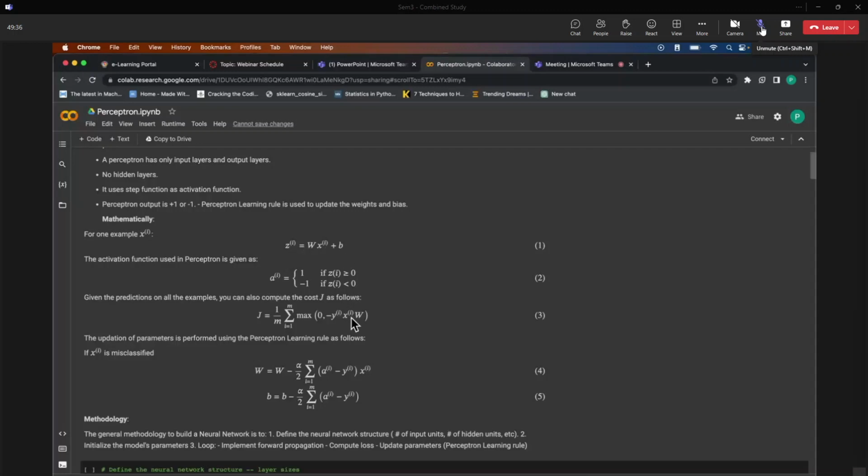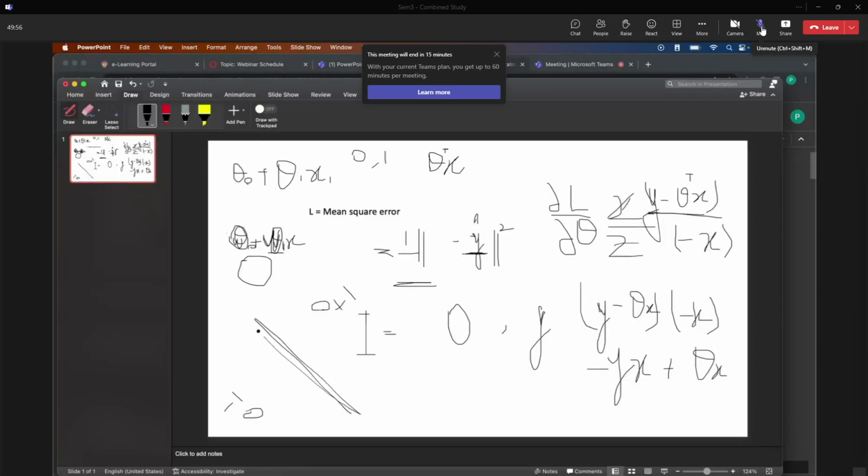Is this cost function the same or different? Because this is telling us to compute the cost function J equal to 1 by n sigma max of 0, minus y x w. Yes, it is a cost function. Z is basically our line, the decision boundary. This is wx plus b. This is z. And y is our variable. This point is y, the actual point. If I'm predicting and I get it here, then this is y hat.